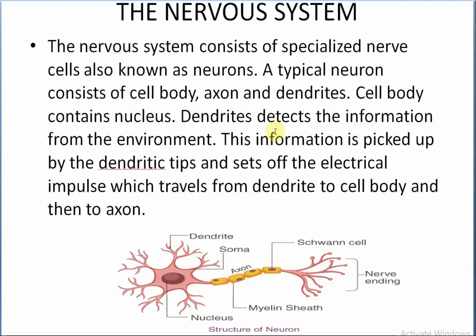The dendrite detects information from the environment. This information is picked up by the dendritic tip and sets off an electrical impulse, which travels from the dendrite to the cell body and then to the axon. So the work of the dendrite is to detect the information, and this information travels in the neuron in the form of an electrical signal, from the dendrite to the cell body, and from the cell body up to the axon, the nerve ending.